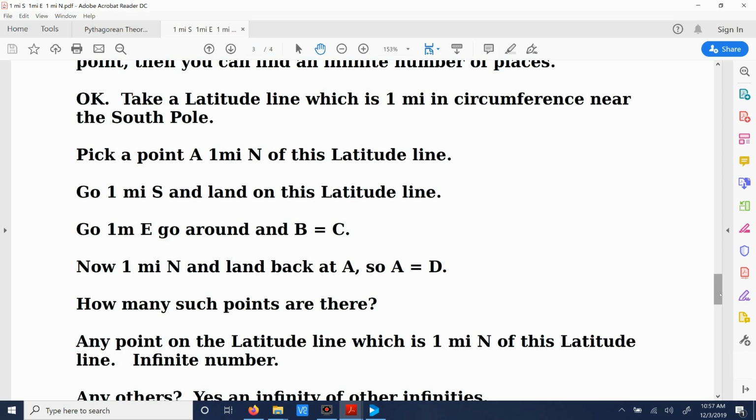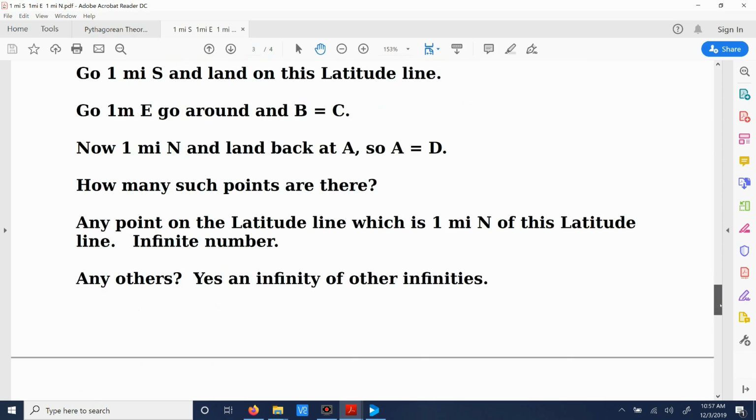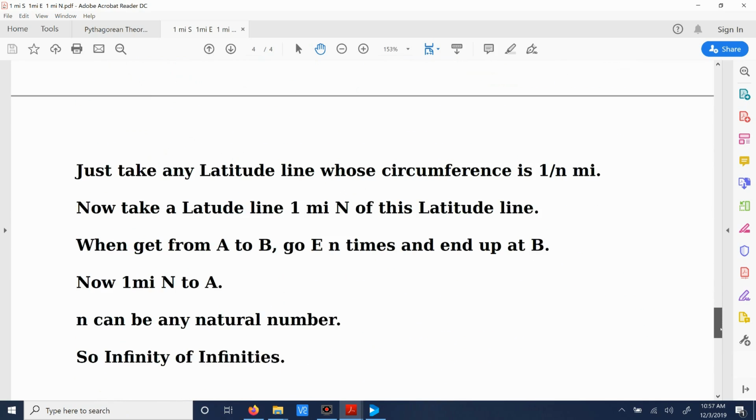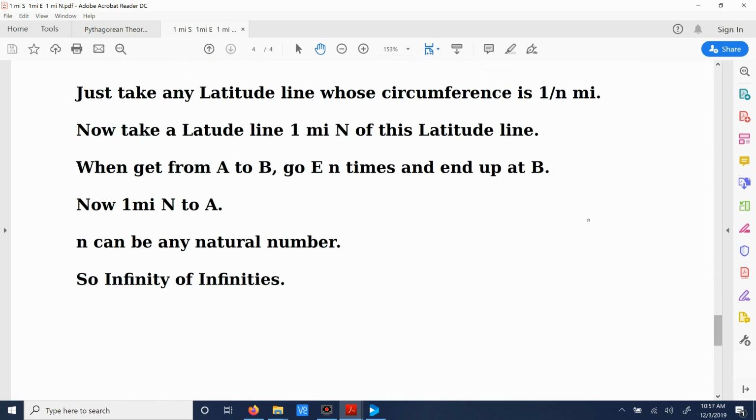Are there any other points? And the answer is yes, there's an infinity of infinity points. Let me show you how that works. Take a latitude line around the South Pole that's 1 over n miles long. N is an integer. It could be 2, 3, 4, 5, 6, anything. Let's say it's 1 over n.